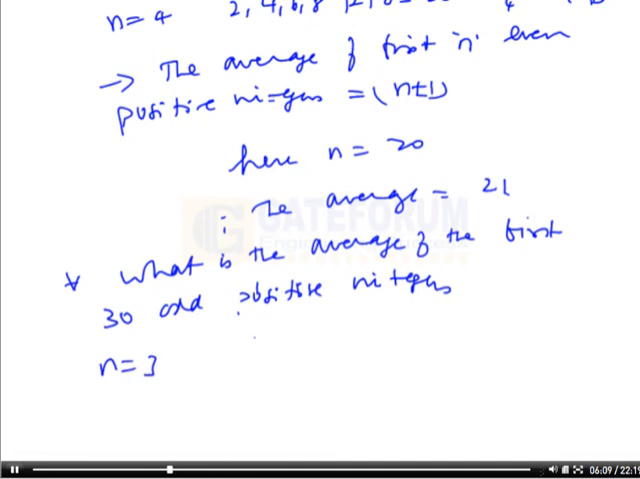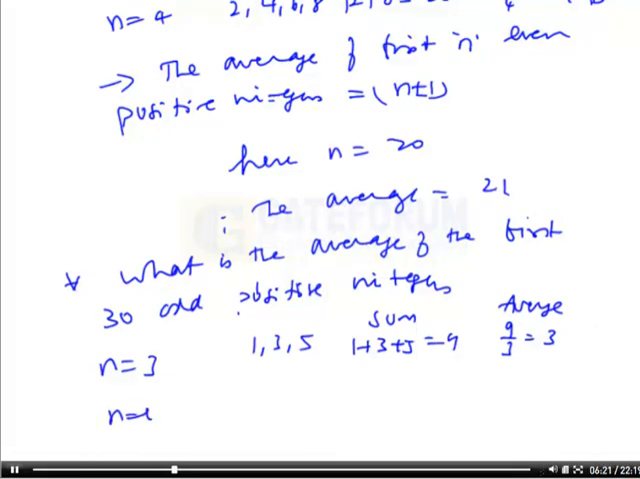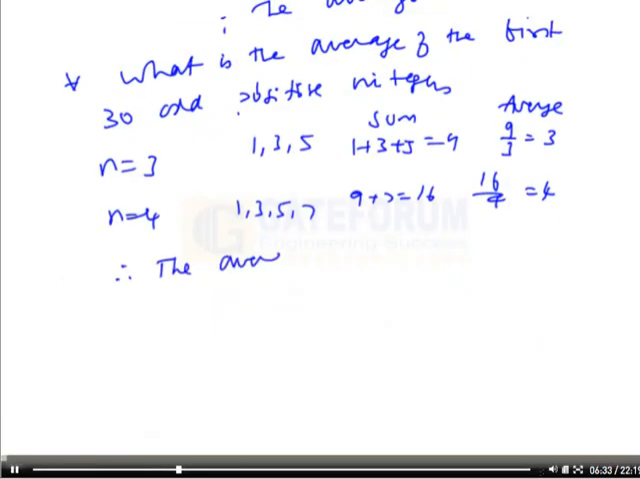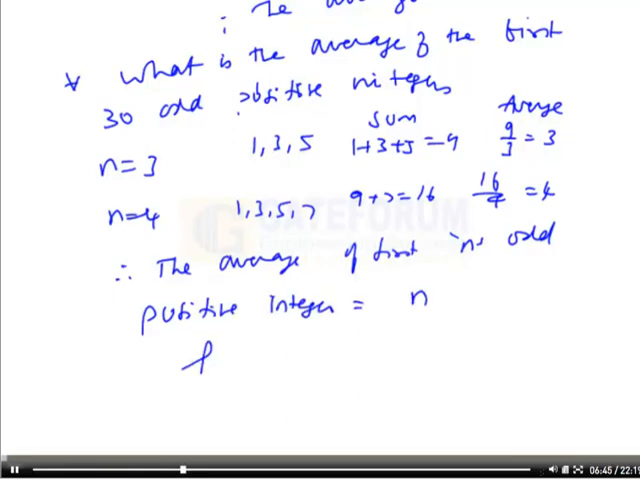Again, let us take the first three odd numbers, find their sum, which will be 9, and their average, which is 3. Let us take the first four. It will be 9 plus 7, 16. Their average is 4. Therefore, you can say average of first n odd positive integers is equal to n. Here n is equal to 30. Therefore, the required average is 30.